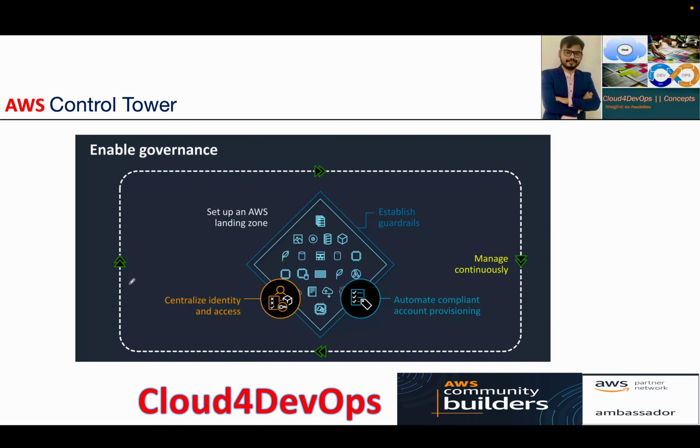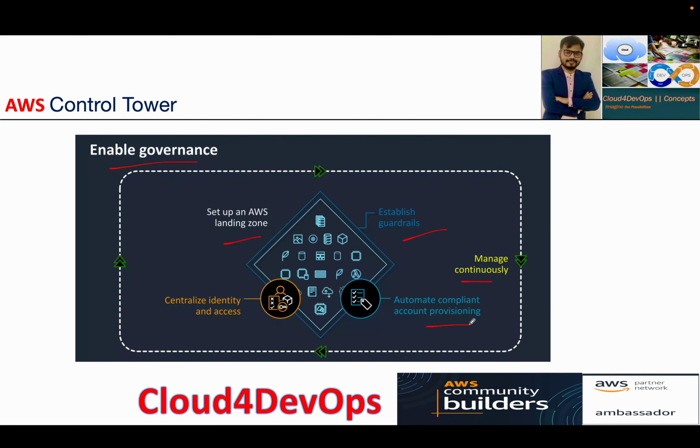Okay, so now what, right? First of all, we need to understand what all AWS Control Tower is doing for us. One thing is it's enabling governance, basically setting up the landing zone for you, establishing the guardrails, continuously managing it, and automating compliant account provisioning with the help of the account vending machine.